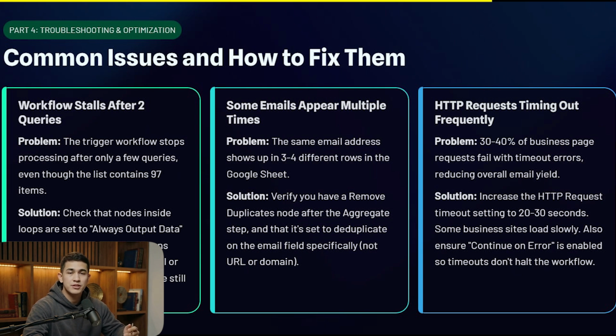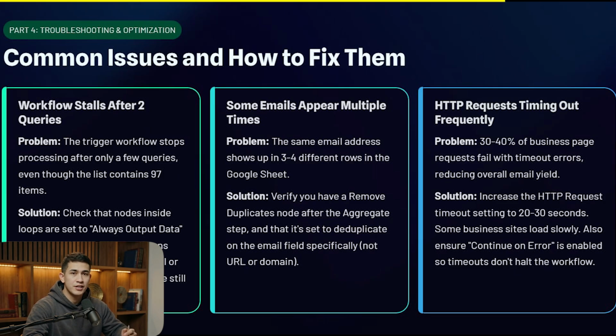Next, some emails appear multiple times. Again, we discussed this before. The same email address shows up 3 to 4 times on 3 to 4 different rows in the sheet. You must verify you have a remove duplicates node after the aggregate step, and that it is set to deduplicate on the email field specifically, not the URL or domain.